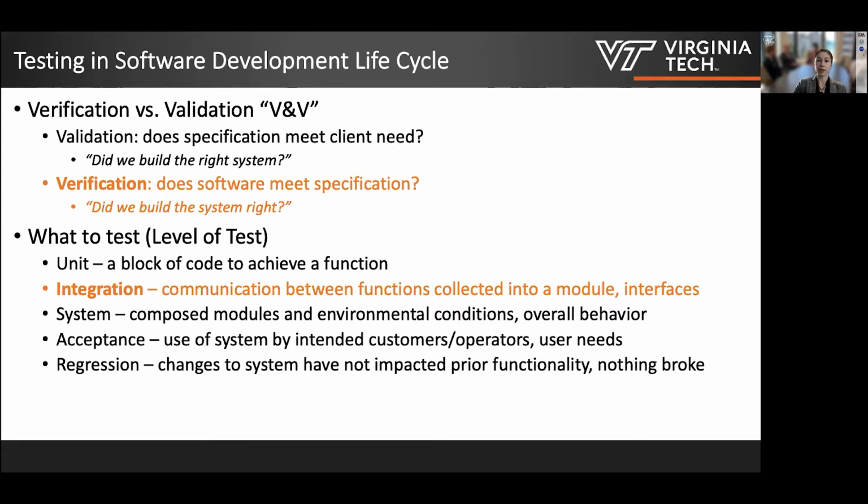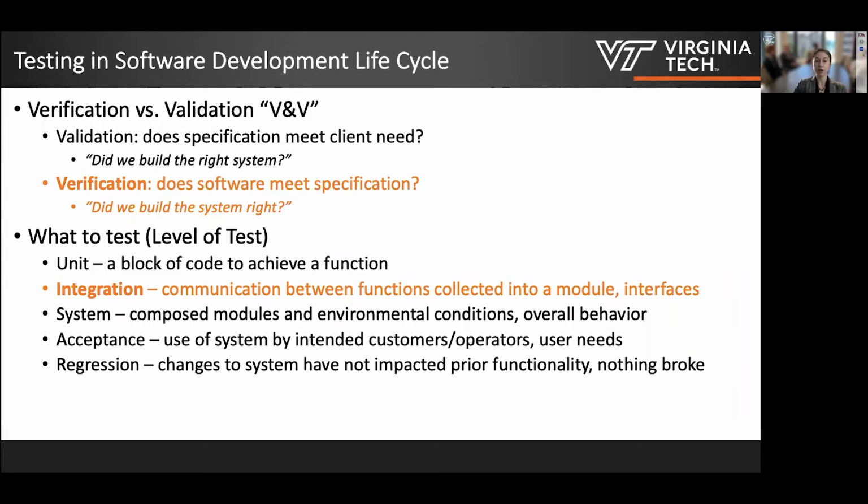And then we have levels of tests. So what are we testing at each level? When we're testing at the unit level, we're looking at whether or not a block of code achieves the function that it's intended to achieve. At the integration level, we're checking that communication between functions that are collected into a module, or those interfaces between modules, work correctly. At the system level, do the composed modules work inside the environmental conditions with the overall behavior of the system? At the acceptance level, does the system meet the user needs of the customers or the operators?